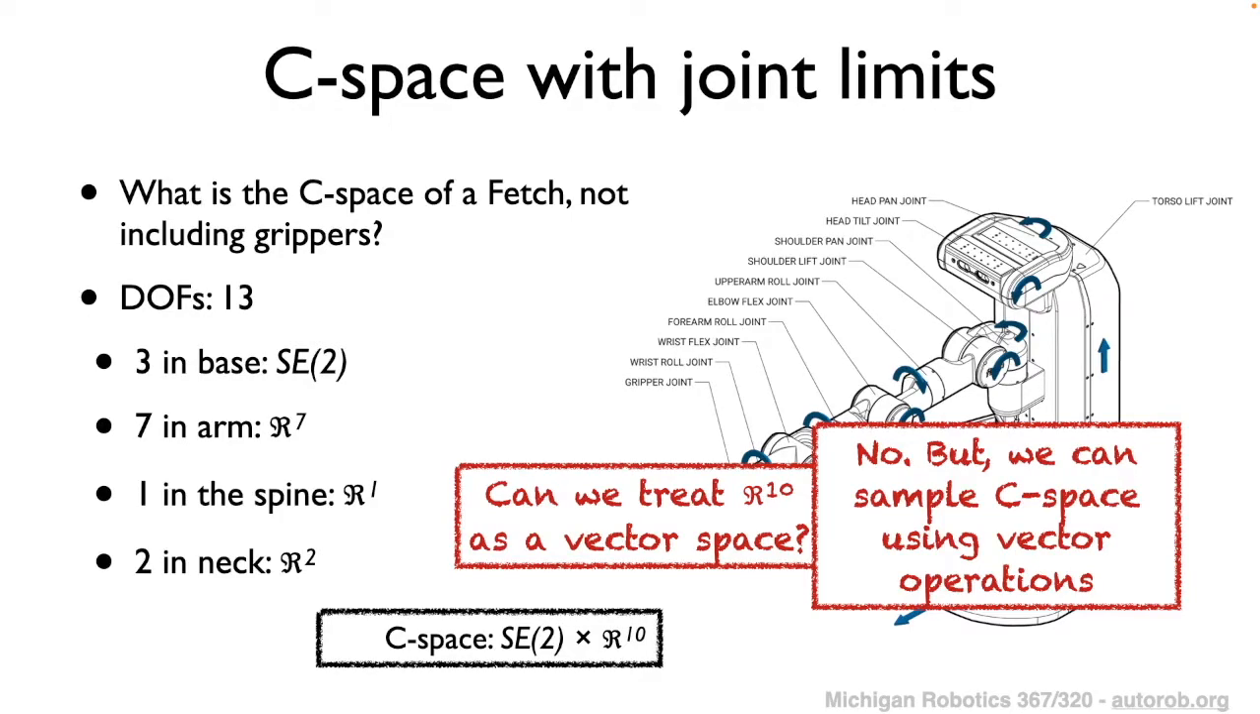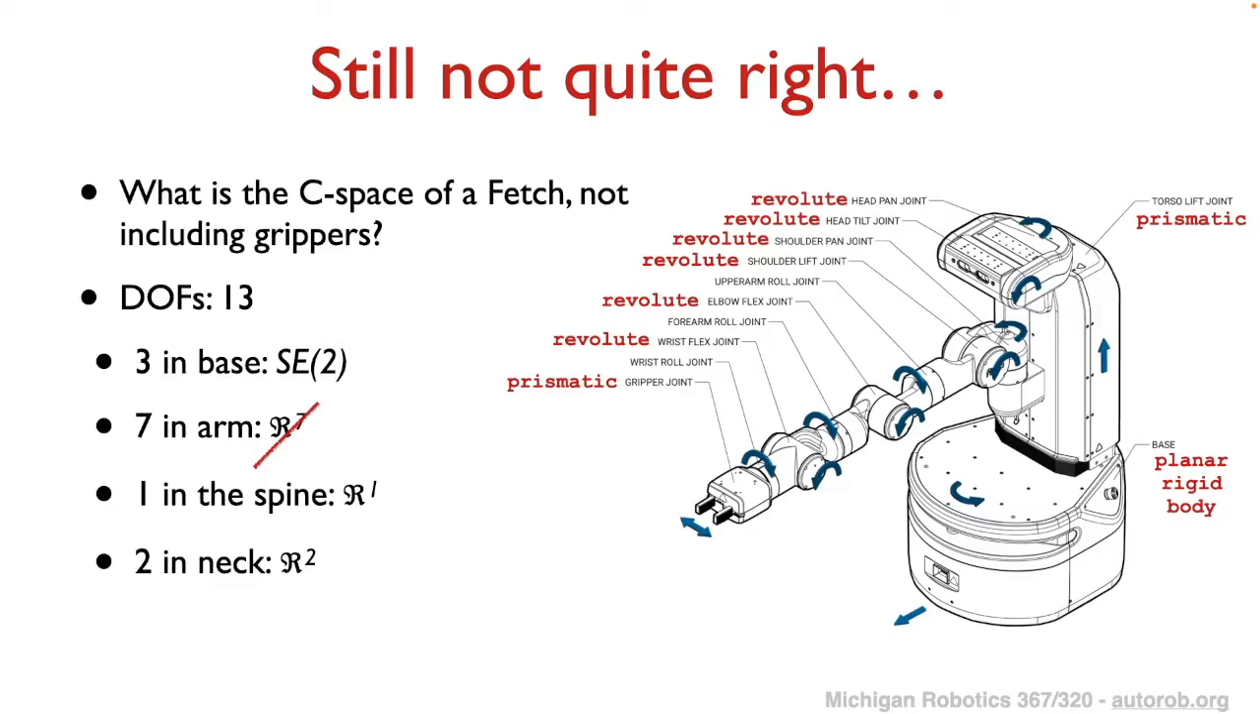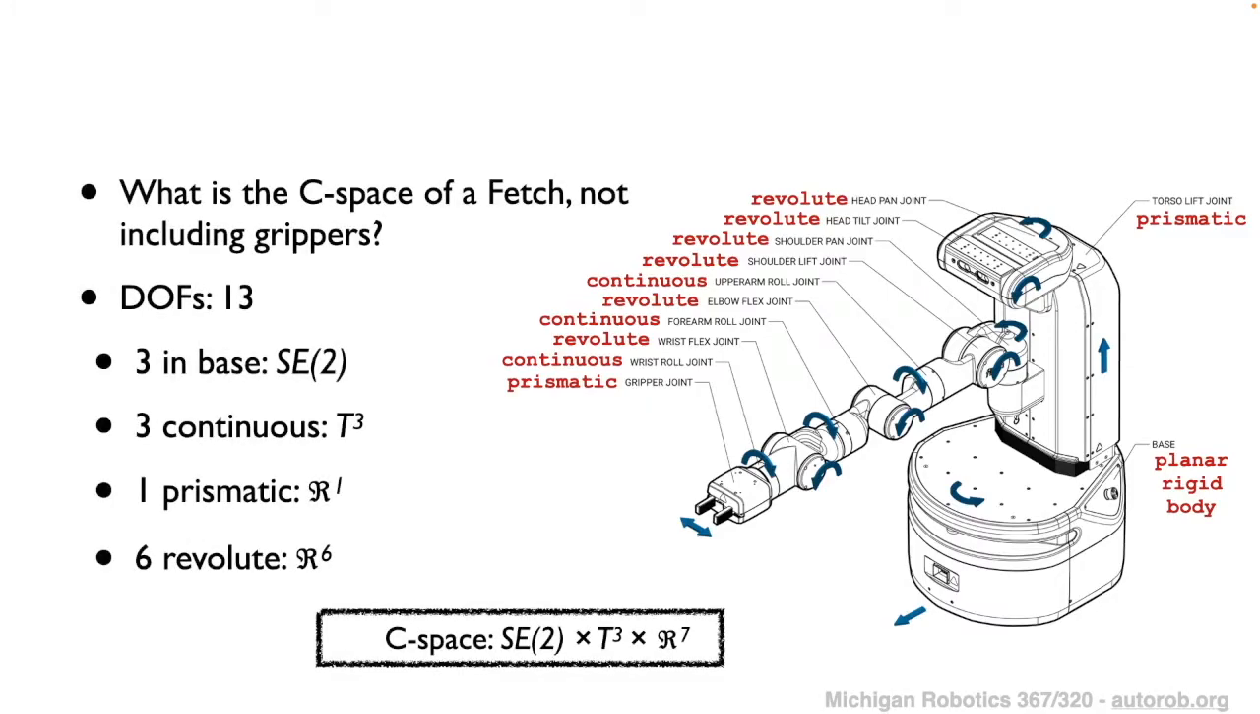However, this is still not quite right. There's still one thing that we've left out, which is that for the rotational joints along the arm, not all of them have joint limits. If you look, for example, at the URDF file within your Kinevel stencil for the Fetch robot, you'll see these joint limits expressed, where it turns out that 3 of the joints along the arm don't have limits. Correspondingly, for those 3 joints, we can represent them with the group T3. So what we'll end up with as our configuration space for the Fetch is what's shown here: SE2 cross T3 cross R7.